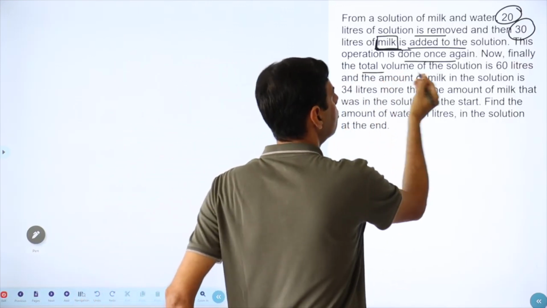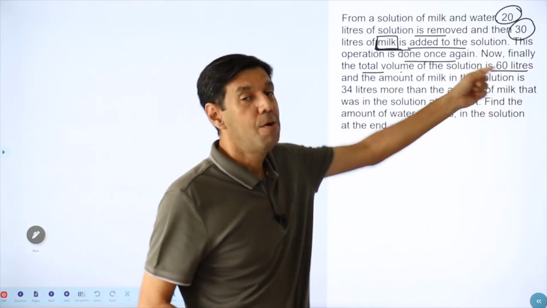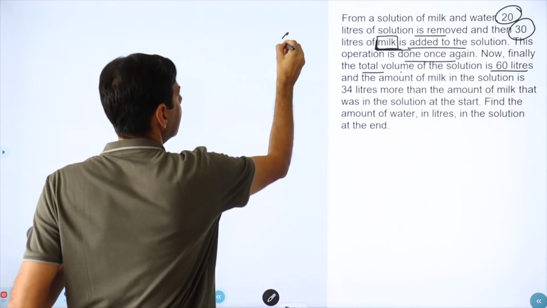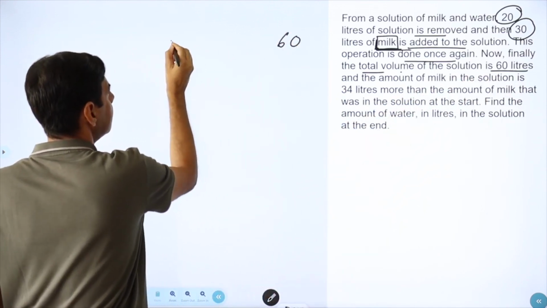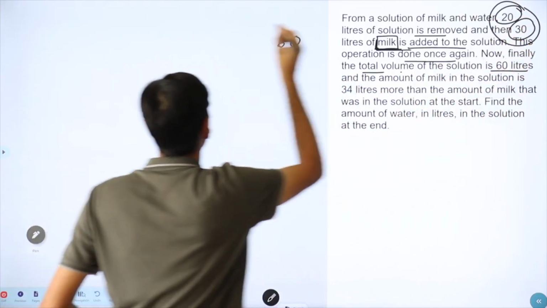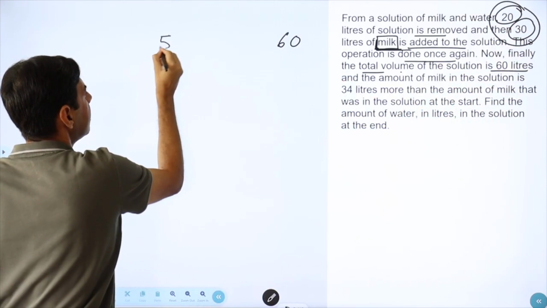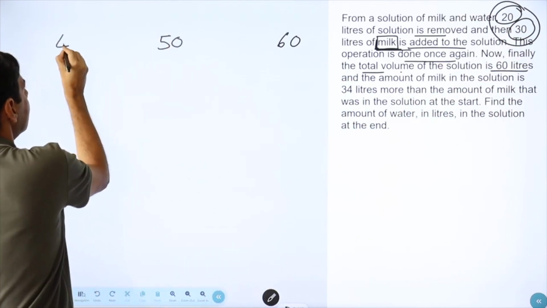Now, finally, the total volume is 60 liters. So this is given in a little roundabout way. But what you should have understood from here itself is, if every time that it is done once, the volume increases by 10. So before doing the second time it would have been 50, and before doing it the first time it would have been 40.